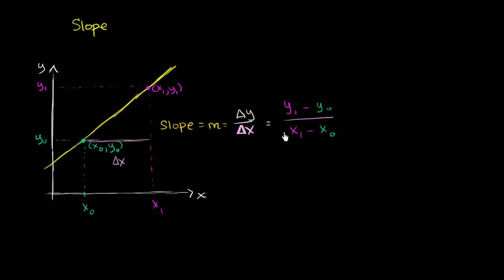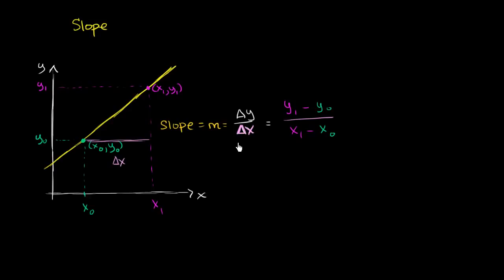So this right here you probably remember from algebra class, the definition of slope. It's the rate of change of y with respect to x, or it's the rate of change of our vertical axis, I should say, with respect to our horizontal axis, or change in our vertical axis over change in our horizontal axis.